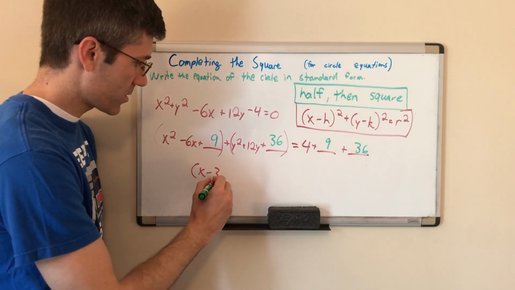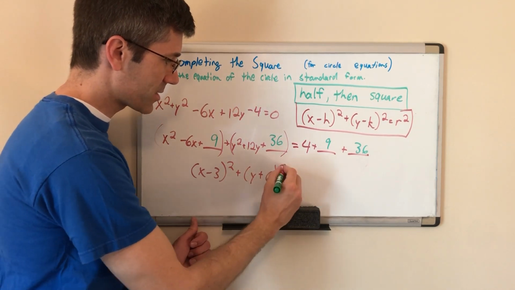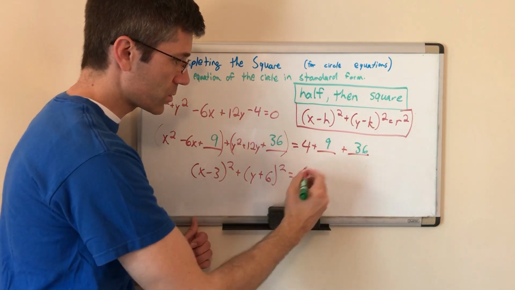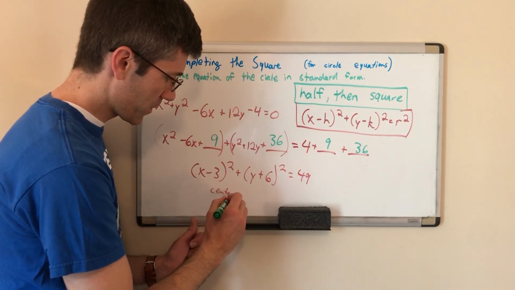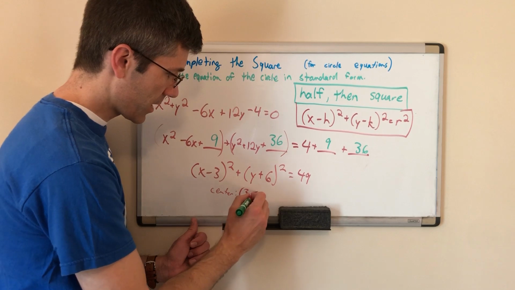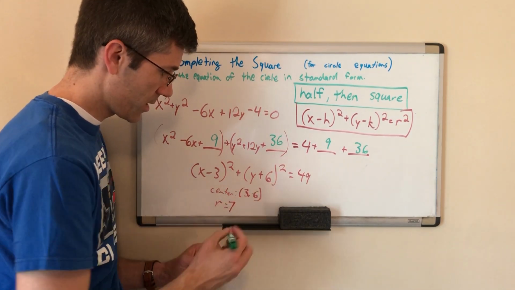x minus 3 squared, y plus 6 squared equals 49. So the center of this is at 3, negative 6. The radius is the square root of 49, which would be 7.